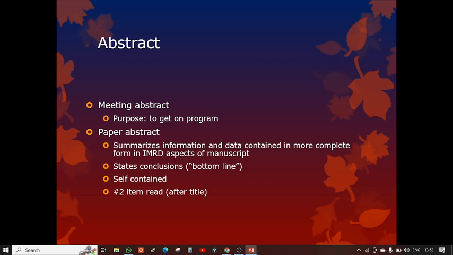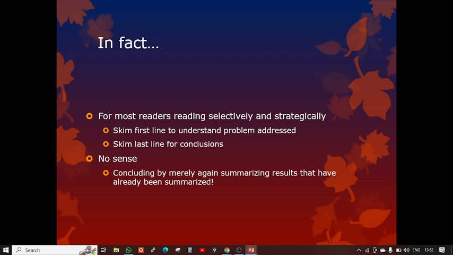To write a good research paper, you should focus on writing your abstract in a very good manner. Most readers read selectively and strategically: they skim the first line to understand the problem addressed, and skim the last line for conclusions. We are in a hurry, so often we cannot read the whole abstract. But the first line and the last line of the abstract are the main part.